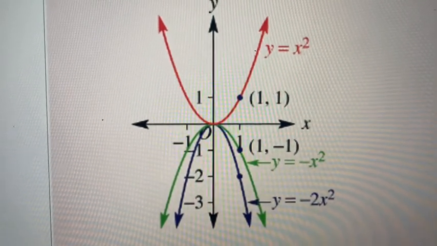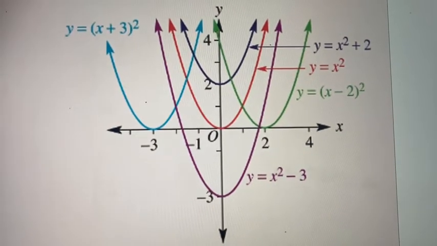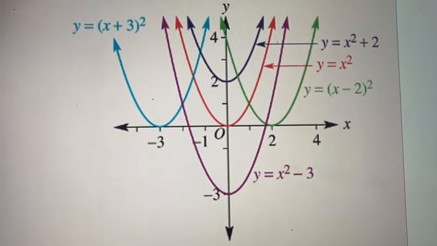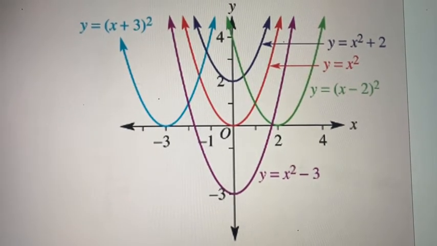Translation occurs in the example y equals (x plus 3) squared. When that is the rule, the parabola's turning point is at negative 3 on the x-axis.